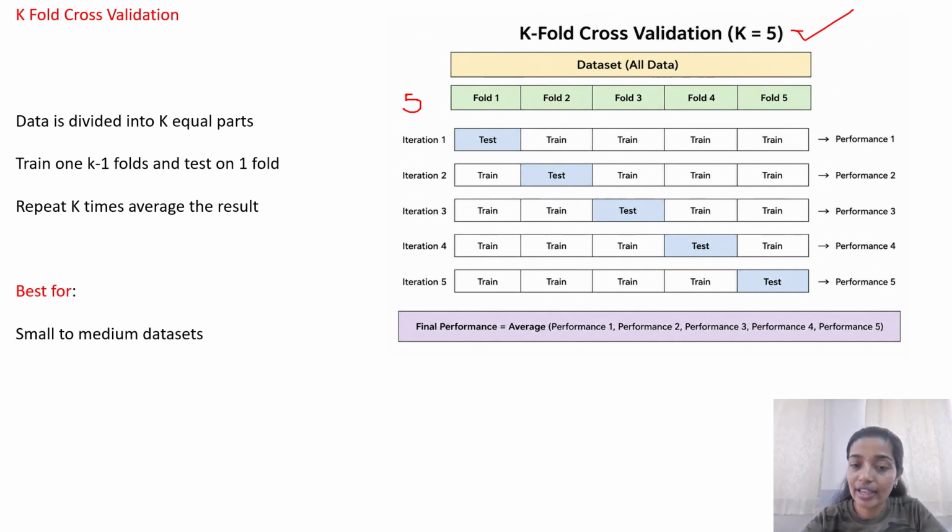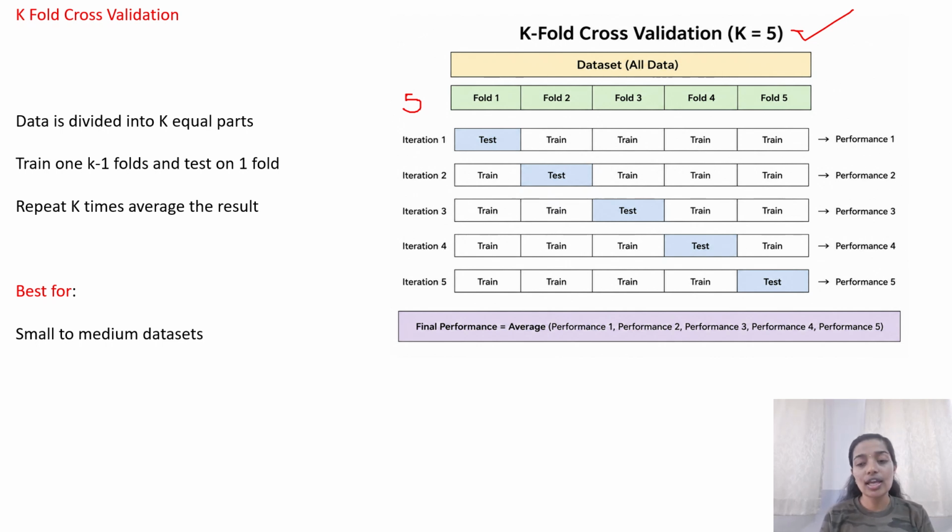So we take the average of all these performances. In this case, how many iterations will be performed? 5 iterations will be performed. In every iteration, 4 folds will be used for training and only 1 fold will be used for testing. So this is the basic working of k-fold cross validation, and the value of k is going to decide how many iterations will be performed.